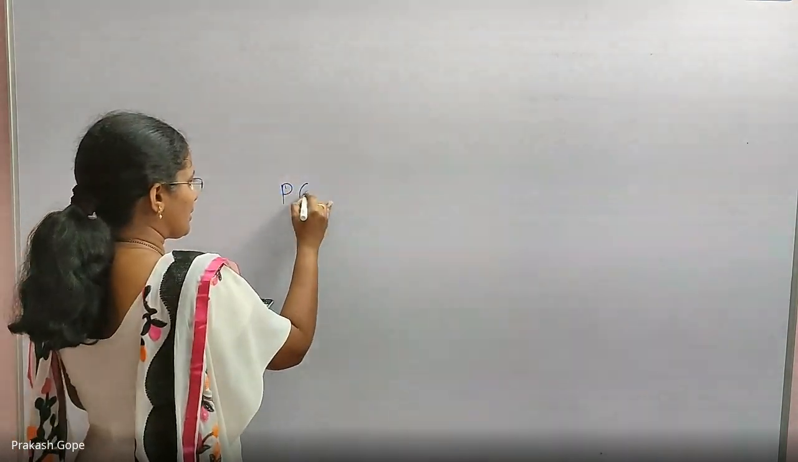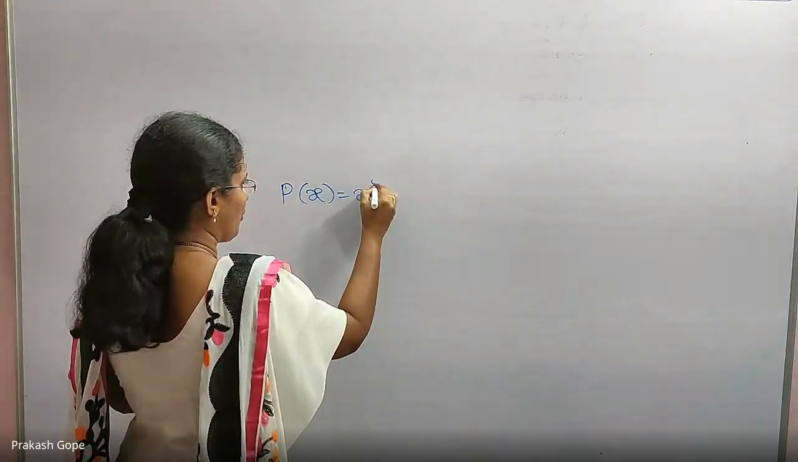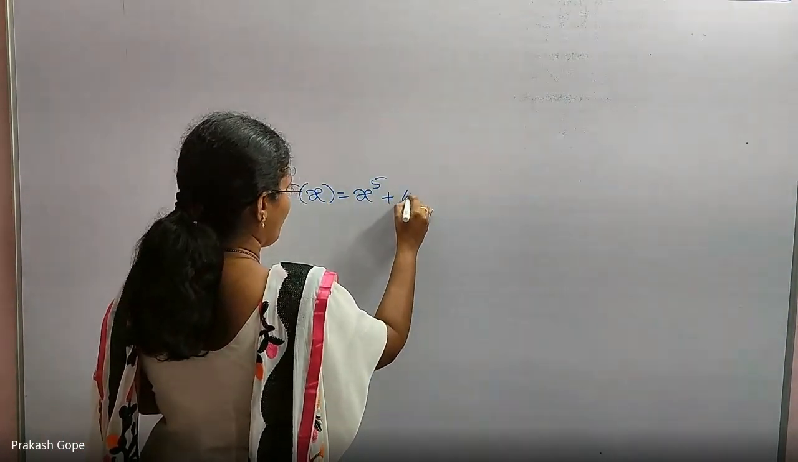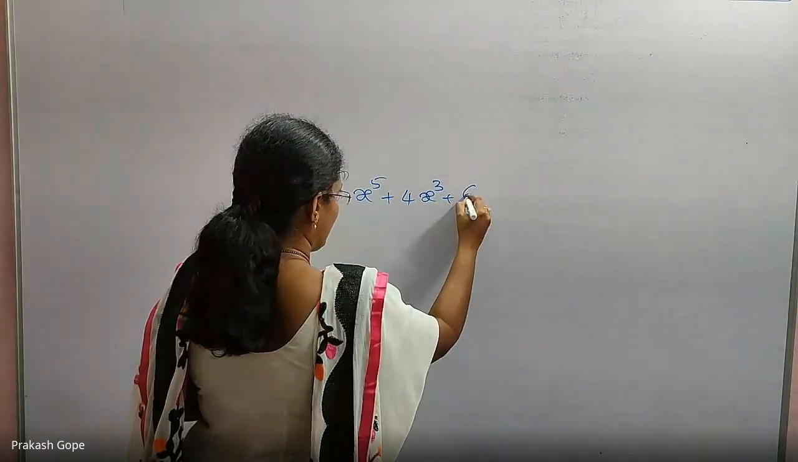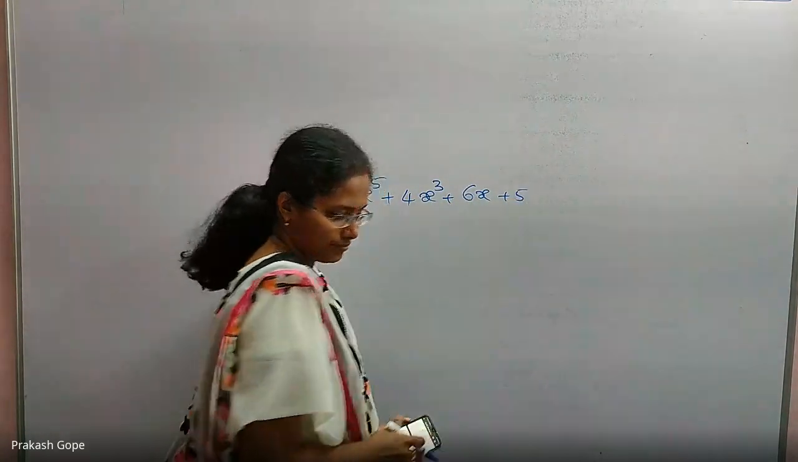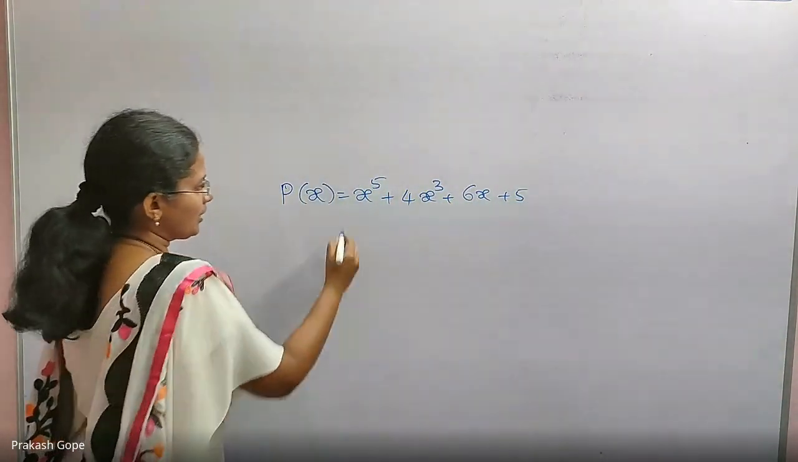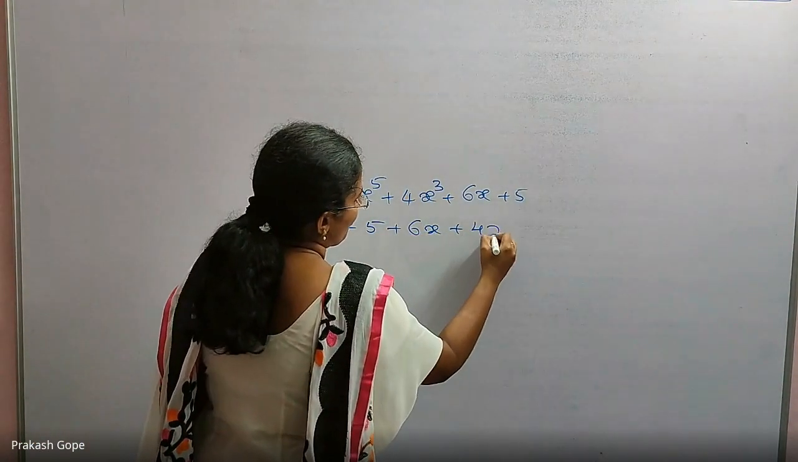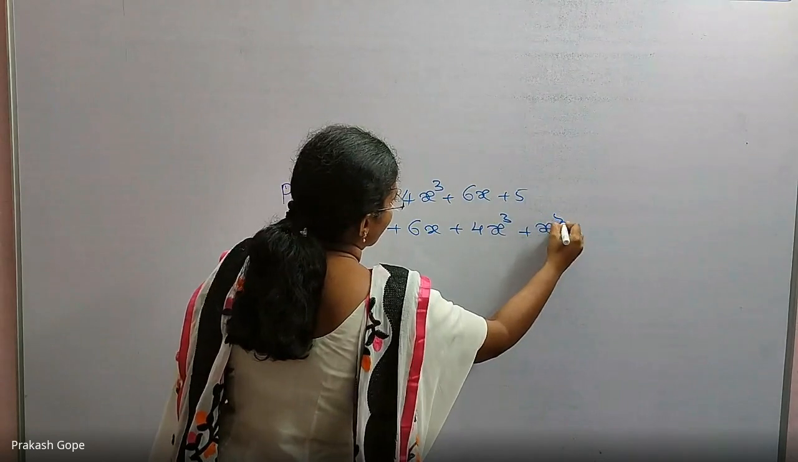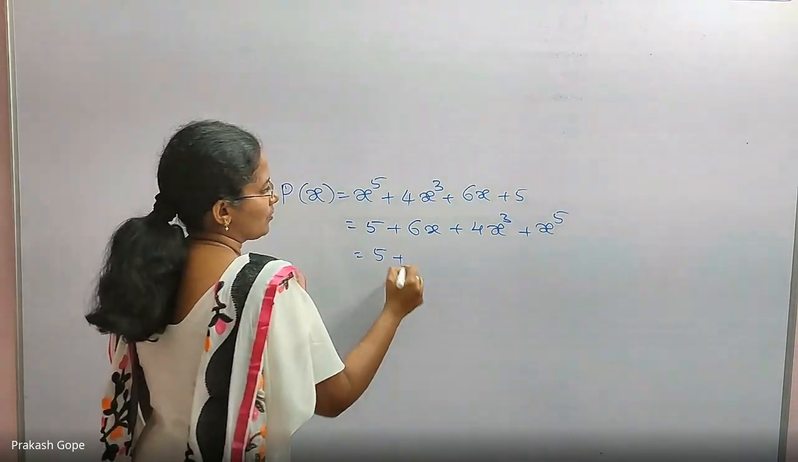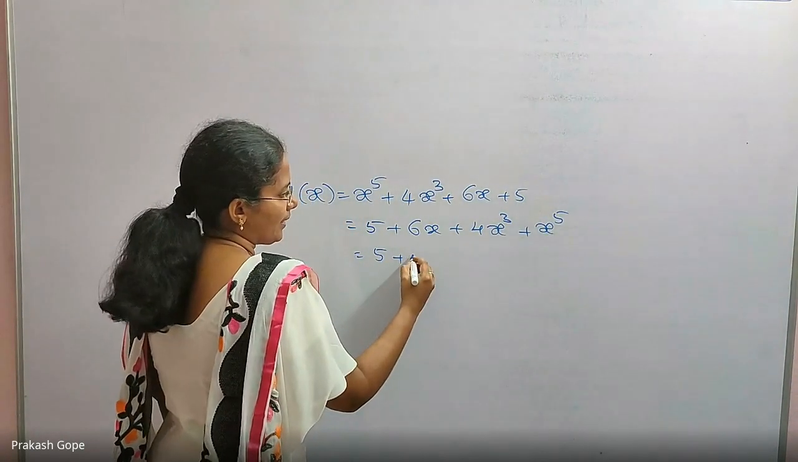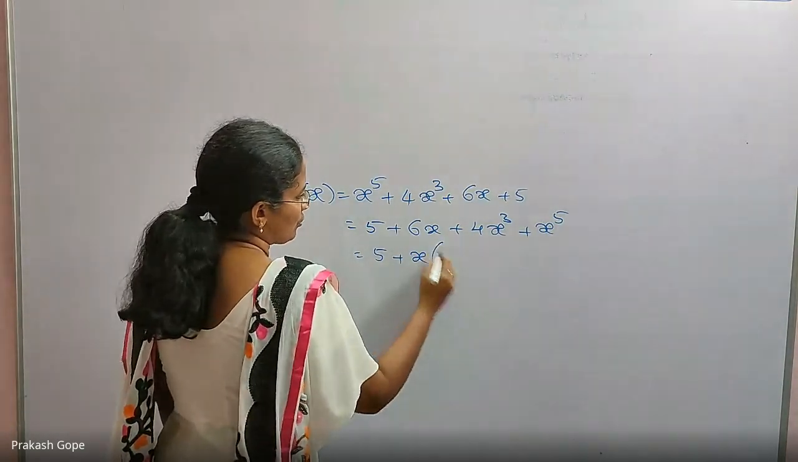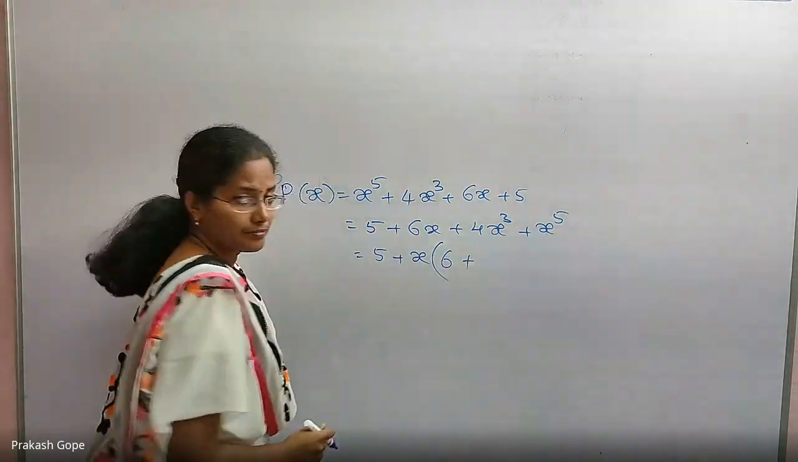What is p of x? x power 5, 4x cube, 6x plus 5. Okay, let me rewrite this. 5 plus 6x plus 4x cube plus x power 5. From this I will take x common, so that it is 6 plus.